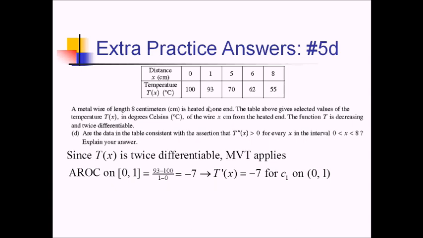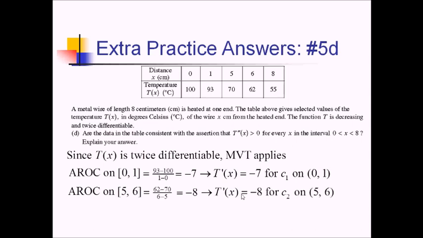All right, let me find another average rate of change. Now, I could do the one from 1 to 5, but that would require a little bit more simplifying. Let me do 5 to 6, because that's also a distance of 1, so that one's going to be pretty easy. So the average rate of change from 5 to 6 is 62 minus 70 over 6 minus 5. This is just negative 8 over 1, which is negative 8. That guarantees by the MVT that T prime equals negative 8 for some other value on the interval from 5 to 6.